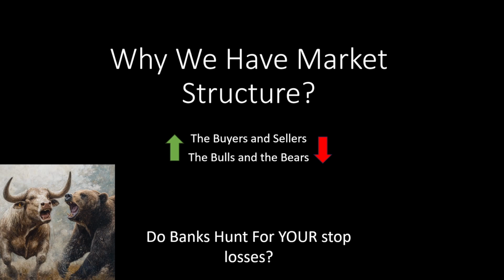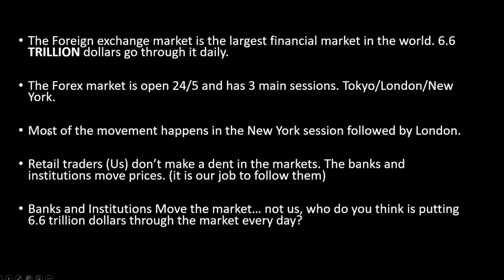Alright, in this lesson we're going to be having a look at why we have market structure. So why do we have higher highs, higher lows? Why do we consolidate? And why do we have lower lows and lower highs? We're also going to be having a look at, do banks actually hunt for your stop losses, and why the market moves in the way it moves. So let's get into it.